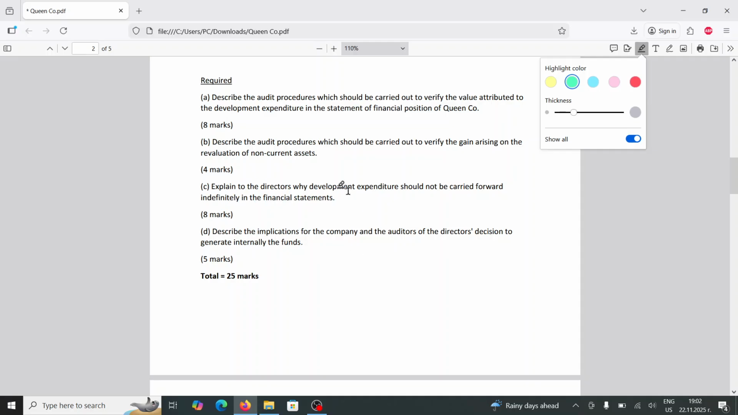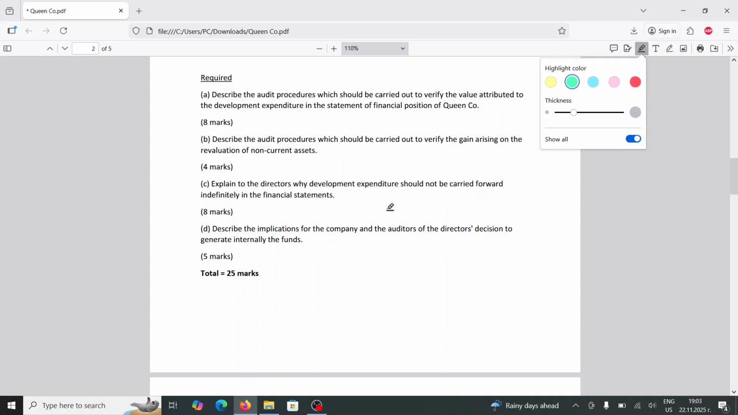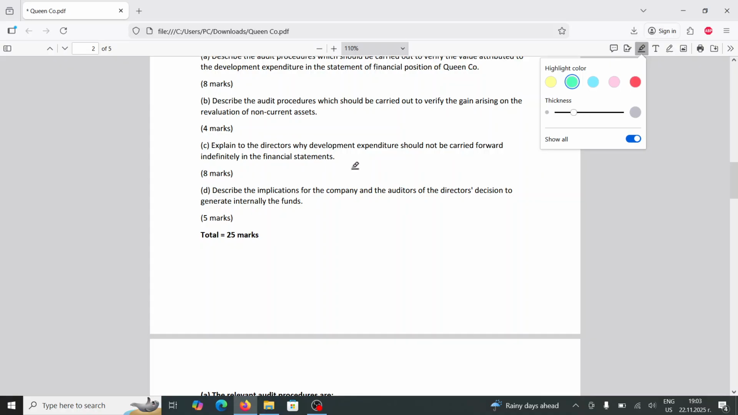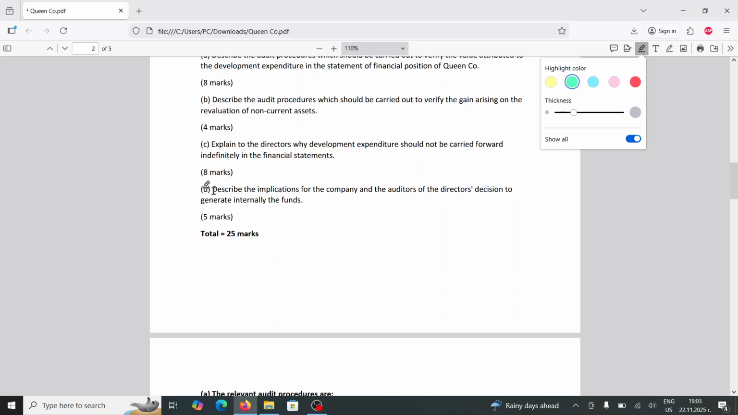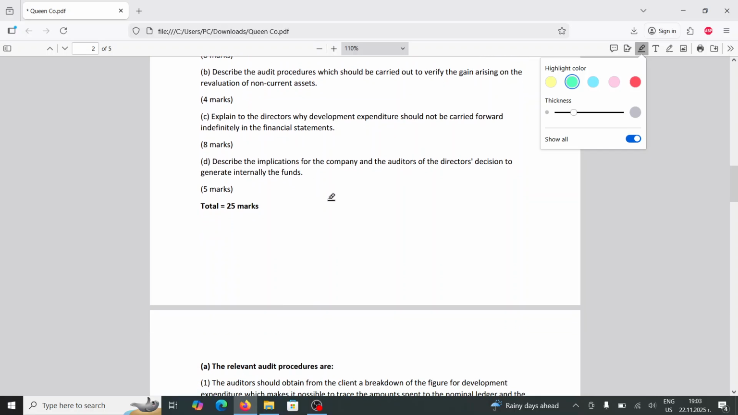Again, this is theoretical. Here you get 8 marks regarding if you have rote learned knowledge, but most of the questions in the AAA exam will not give you any points for rote learning. You have to apply your knowledge. You have to explain how it matches the situation in the particular scenario. So 8 marks for rote learning here is actually a lot, but you may not necessarily get so much in the real exam. And finally, describe the implications for the company and the auditors of the director's decision to generate internally the funds.